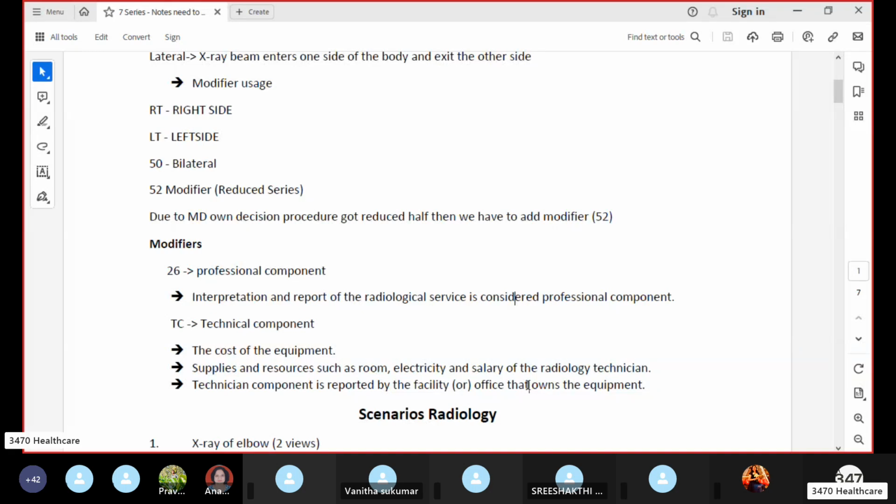But you went to the nearby diagnostic center. There you need to pay money for the equipment cost, technician cost, the room, electricity and all. That is considered technical.